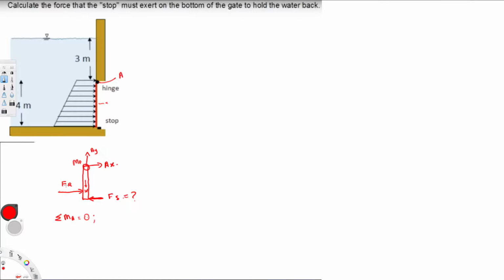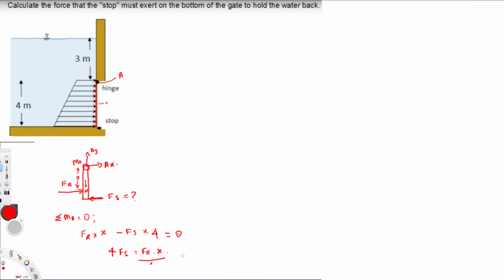And from this one, Fr is going to create a moment in this direction. So let's say this distance is x. That's going to be Fr times x minus Fs times the total distance, which is provided, that is 4 meter. So we can substitute that right here, and that's going to be equal to 0. So from this we can find the Fs. Fs is going to be equal to Fr times x divided by 4.